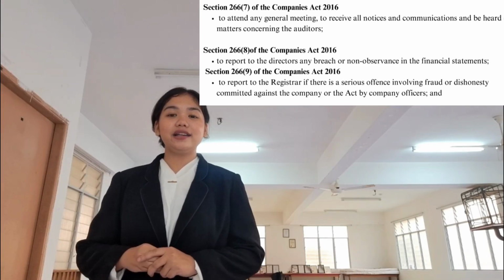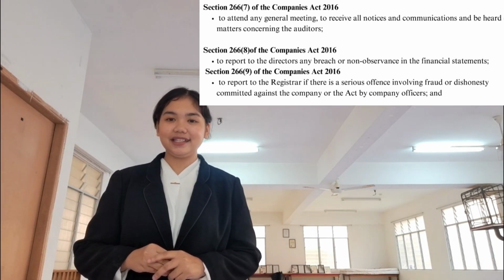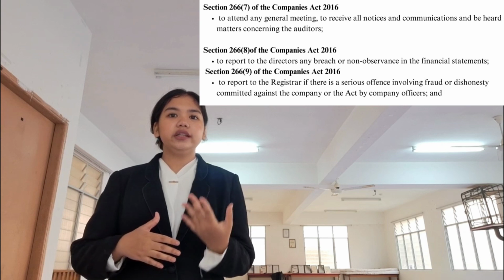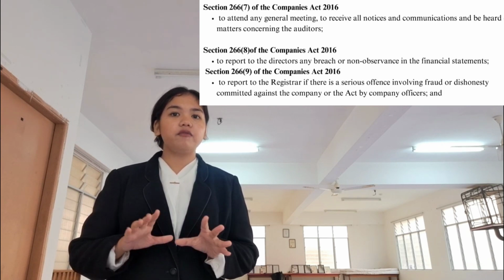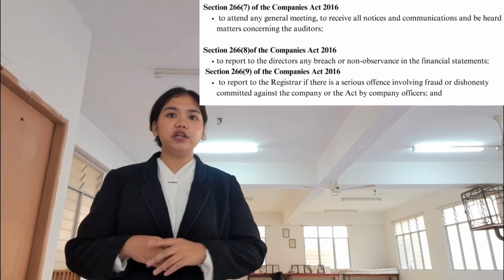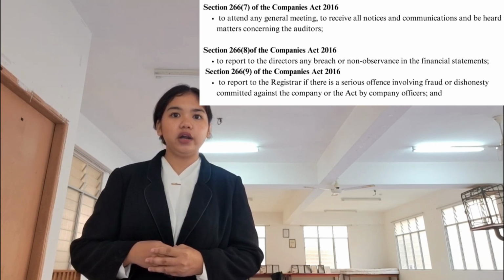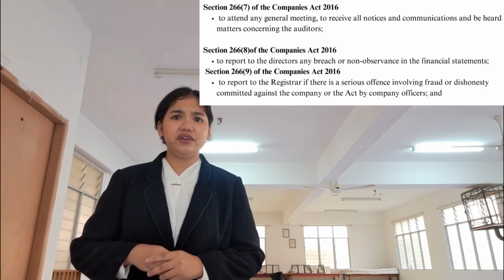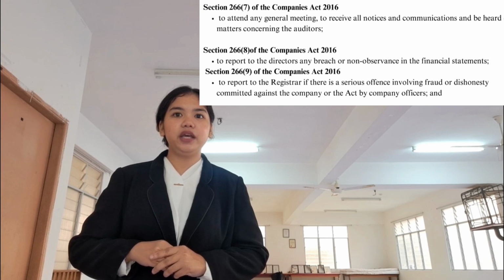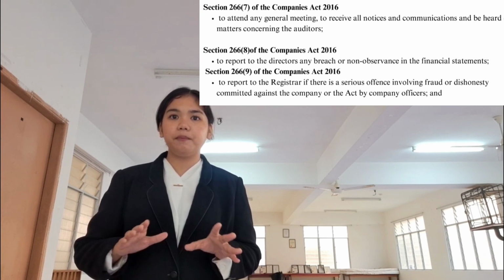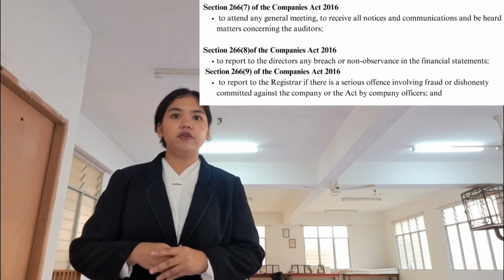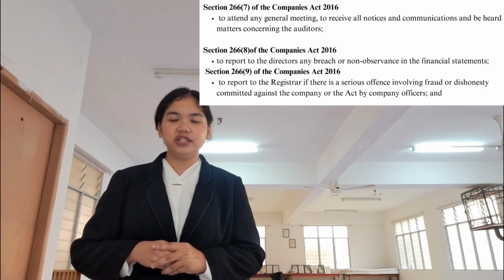The last part is under Section 266, Subsection 9. In addition to Subsection 8, if an auditor in the course of the performance of his duties as an auditor of a public company or a company controlled by a public company is of the opinion that a serious offense involving fraud or dishonesty is being or has been committed against the company or this act by an officer of the company, he shall forthwith report the matter in writing to the Registrar of Companies.